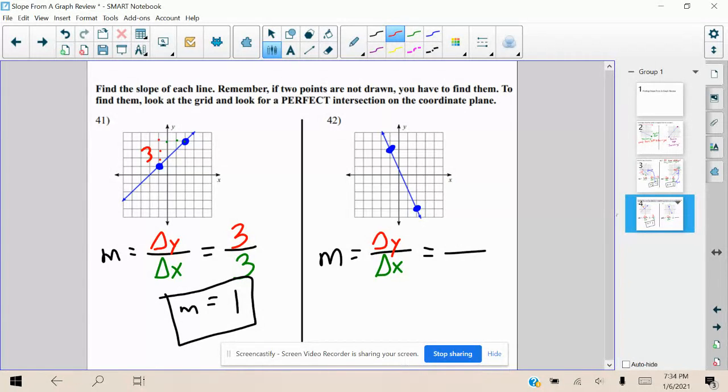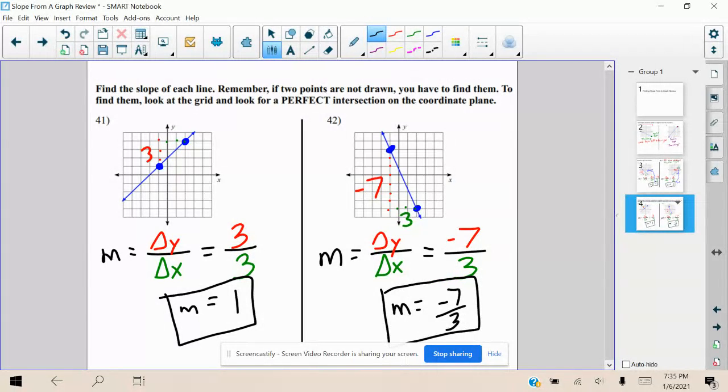So now we want to calculate how much we go up or down compared to how much we go to the right. If we're looking at the point on the left, we are going down 2, 3, 4, 5, 6, and 7. We go down 7. So we have a negative 7 in our numerator. And now we got to get back on the line. We go 1, 2, and 3. So we go positive 3. So our value is going to be negative 7 over 3. We ask ourselves, can we simplify? And we cannot. Therefore, we get negative 7 over 3.